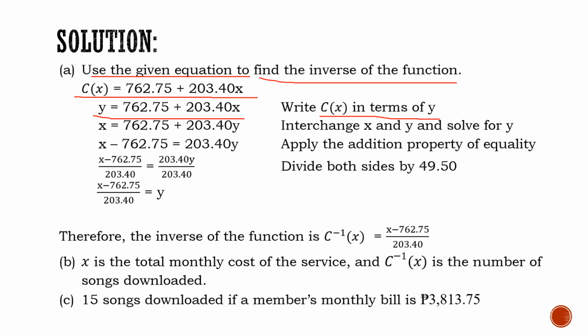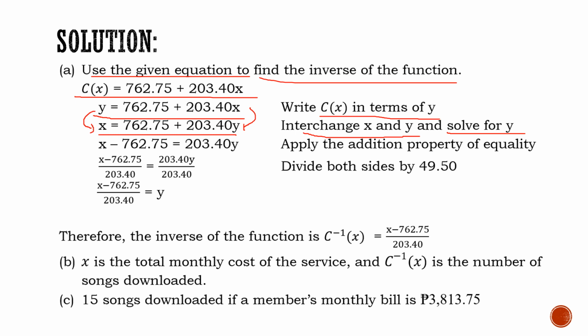Now, after we replace your c of x by y, we need to interchange your x and y variables and solve for y in terms of x. In this one, it's about swapping positions between the two variables involved. So your y becomes x, then your x becomes y. Therefore, we can rewrite this as x is equal to 762.75 plus 203.40 y.